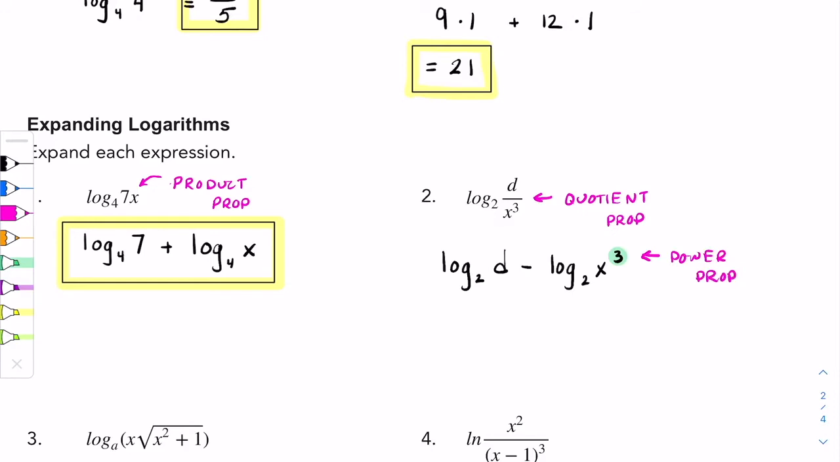So the power property at this point is usually one of the last steps, but it is specific to the problem. So you can't always say it's going to be the last step. You could have an exponent around your entire function. That's a little bit different. But these ones here, it is the last step. It only applies to this x value, so therefore you have to do that last. Your final answer is log base 2 of d. This value of 3 is going to become our coefficient, so minus 3 times log base 2 of x.